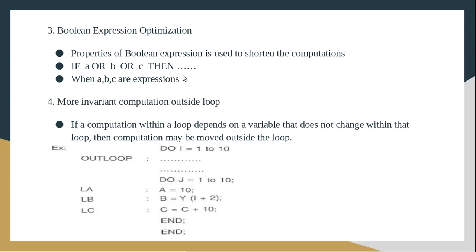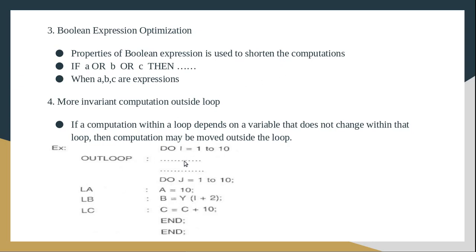If we have a set of expressions and at a time we want to execute one expression, we can use the Boolean expression. At a time it will check only one expression. If it is true, then there is no need of computing and evaluating the other expressions b and c. So the properties of Boolean expressions are used to shorten the computations. This is the third method.